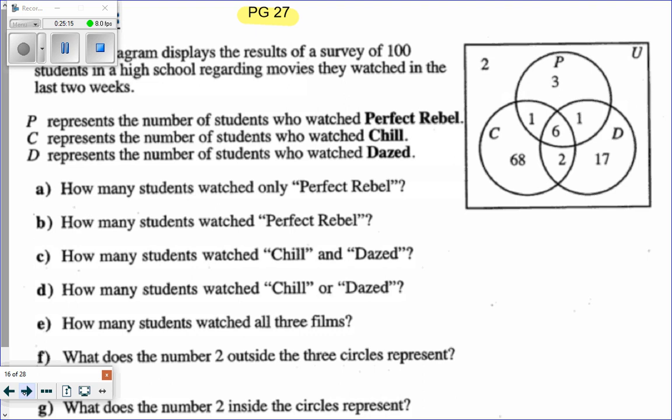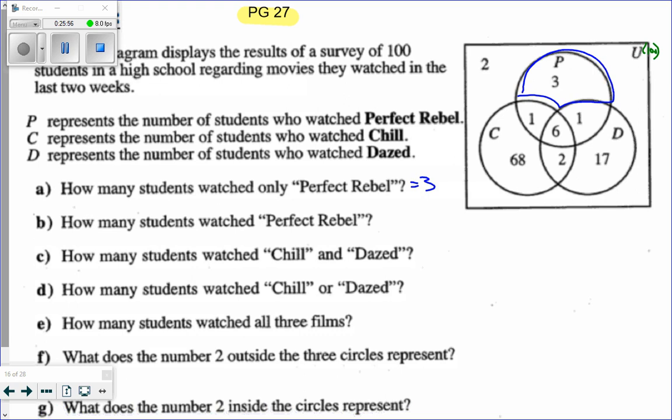So it's a survey of 100 students. So my universal set is 100. Regarding the movies they watched in the last 2 weeks. So P is Perfect Rebel, C is the movie Chill, and D is the movie Dazed. Okay. So we've got all those numbers on there. So it says how many students watched only Perfect Rebel? So which of those numbers matches only Perfect Rebel? 3, yes. So only Perfect Rebel is this part right here. So it doesn't overlap with any of the other circles.